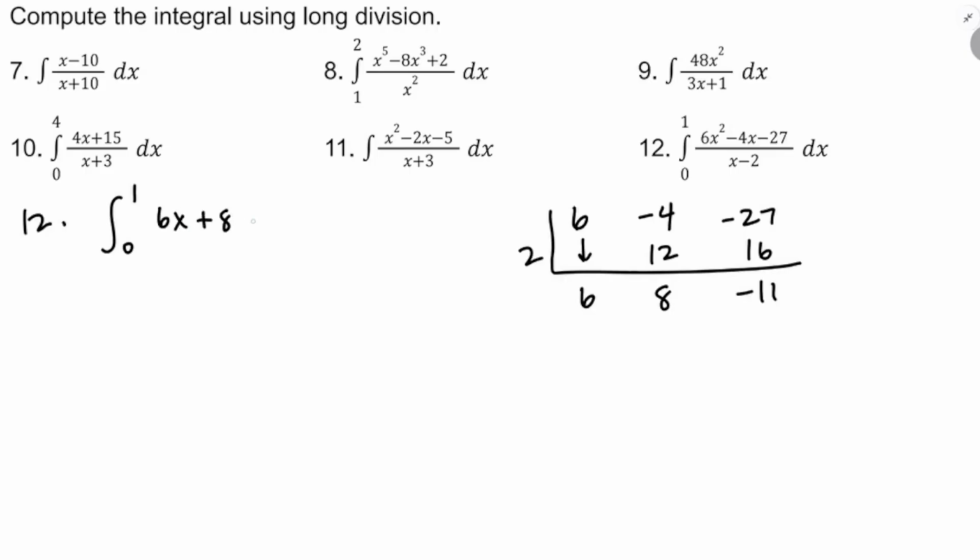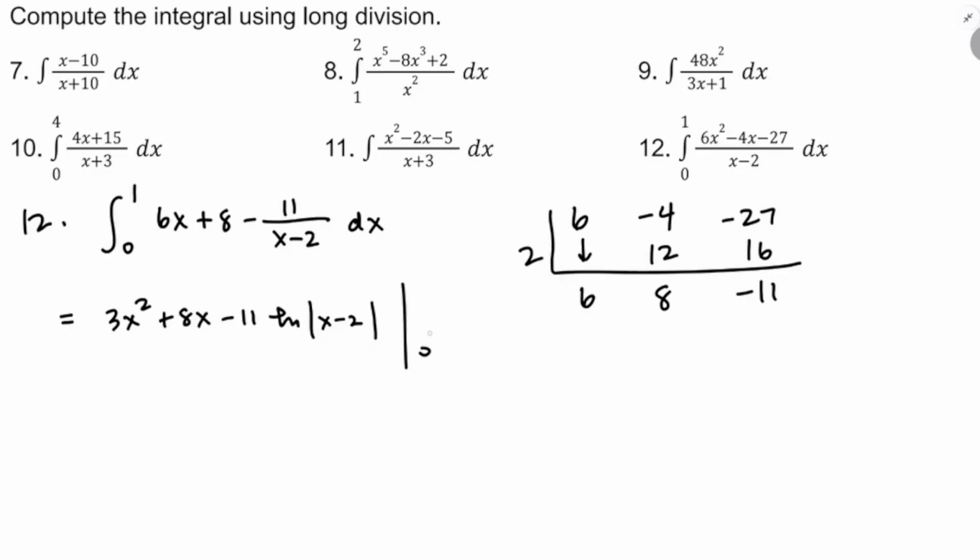6x plus 8 minus 11 over x minus 2. Then 3x squared plus 8x minus 11 natural log of the absolute value of x minus 2, x going from 0 to 1. This is one where the absolute value will actually be necessary. So 3 plus 8 minus 11 natural log of the absolute value of negative 1. Well, that's the natural log of positive 1, and the exponent I put on e to get 1 is going to be 0. So it's going to be 11 zeros.